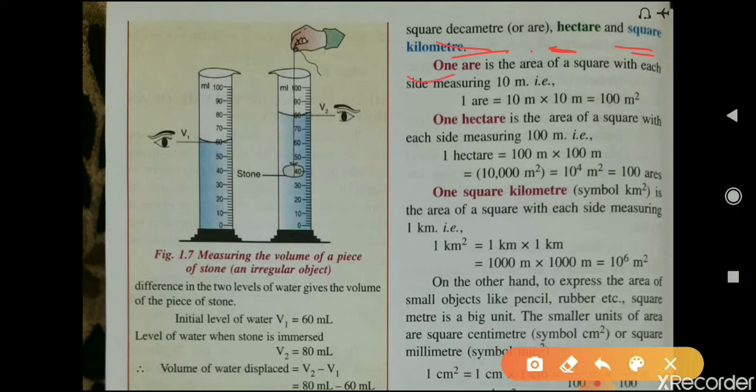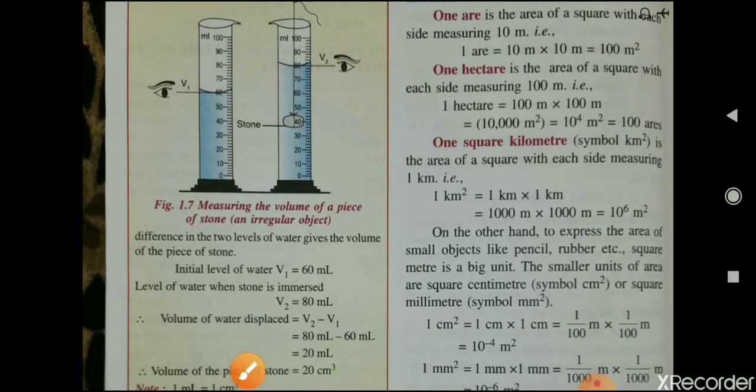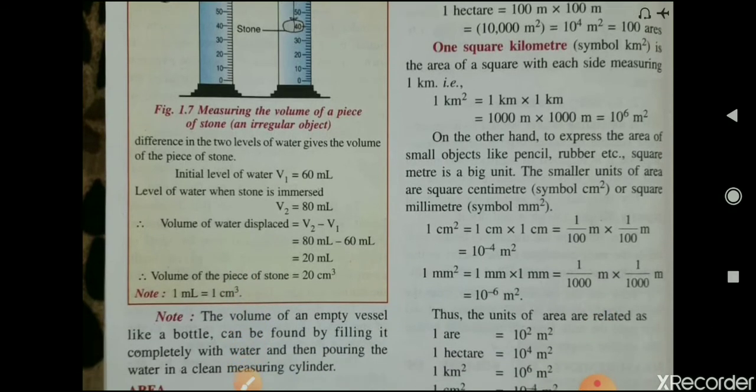1 acre is equal to 100 meters square. 1 hectare is equal to 10 raised to the power 4 meters square, or we can say 100 acres, and 1 square kilometer is equal to 10 raised to the power 6 meters square. These are bigger units of area and the relationship between bigger units and the SI unit of area.